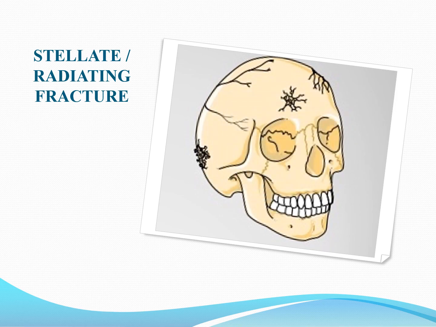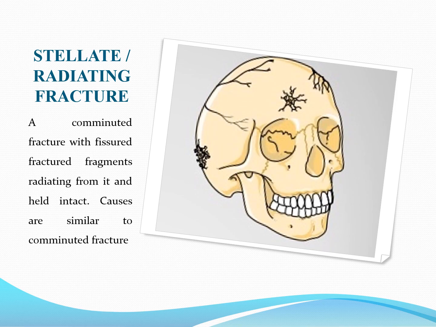This is the stellate fracture, with radiating fractures. This is an example of a comminuted fracture with fissured fracture fragments radiating from it and held intact. Causes are similar to the comminuted fracture.